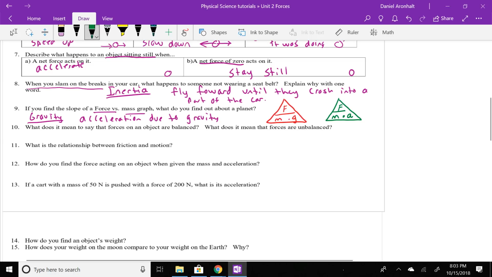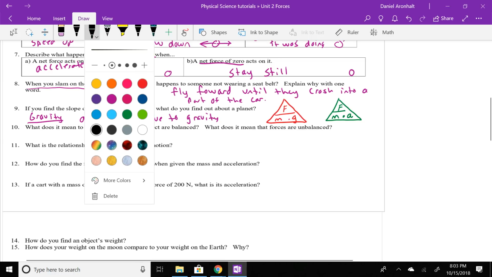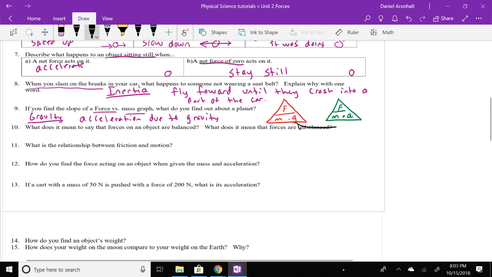G and A are the exact same things. Let's not get confused on this. G and A are the exact same in this equation, okay? So acceleration of gravity and gravity mean the same thing. We call it g whenever it's the planet that's making objects move. We just call it acceleration whenever it's any other force.